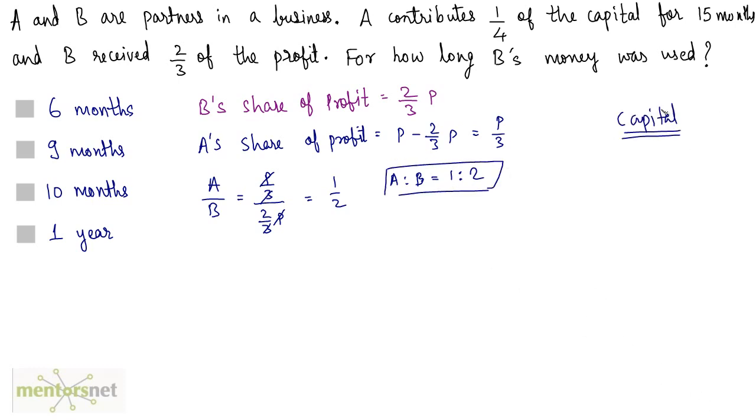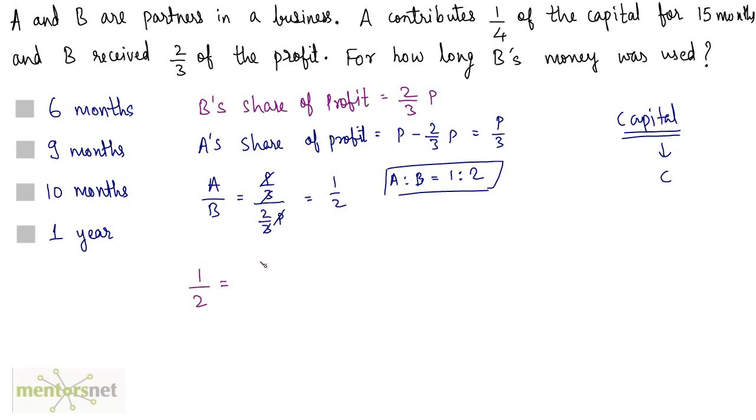Now let the capital of this business be C rupees, right? Now A contributes 1/4 of that capital for 15 months, right? Now we have this information right here, the ratio of the profit shares of A and B, which is 1/2, and we know the formula for this. Let's write it. 1/2 is equal to the share of profit is equal to the compounded ratio of the investments and the time periods. Let us see what the investments are.